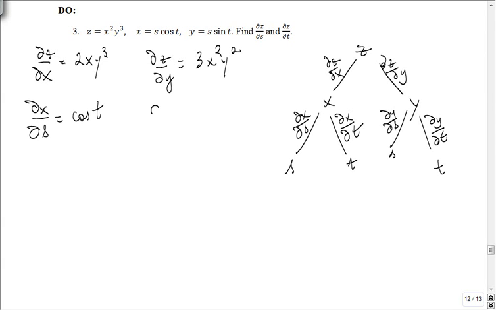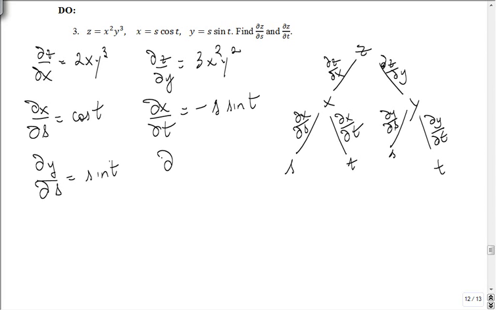Cosine t. Somebody else, partial x with respect to t. Negative what? Sine t. You missed it. It's not just negative sine t. Right, negative x sine t. Great. Partial y with respect to s. Somebody else? And then partial y with respect to t is?